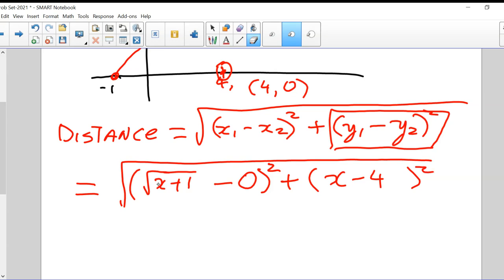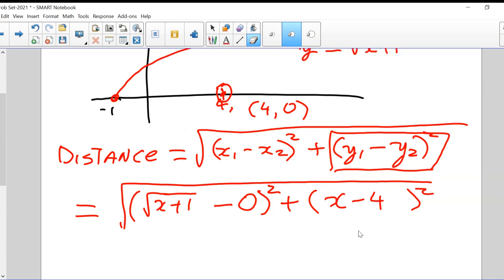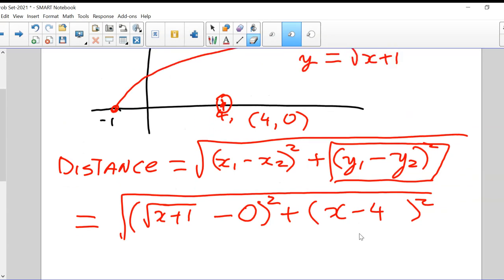So the generic y value is, let me circle it, this guy right here, minus the specific y value that we're talking about, which in this case is 0, because we're measuring it to 4, 0, plus the generic x value, which is just simply x, minus the specific x value that we're talking about here. This will give us the distance to any point on this function.